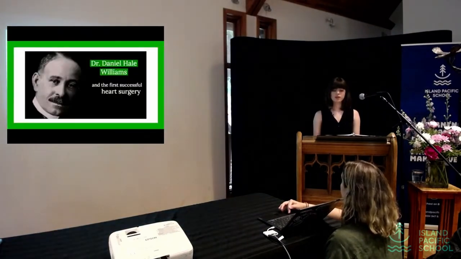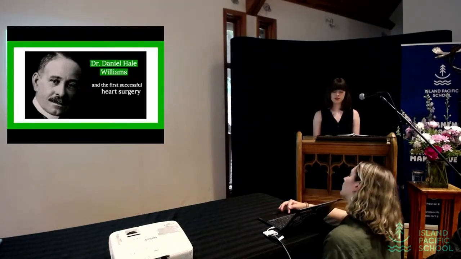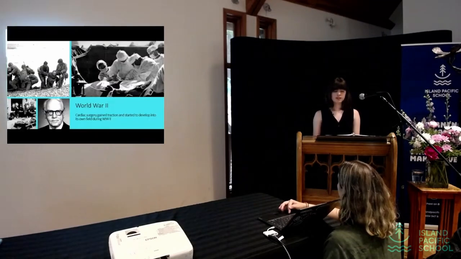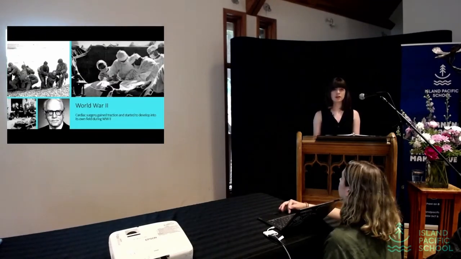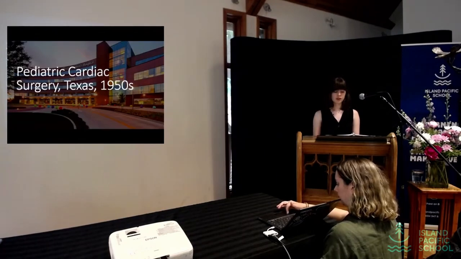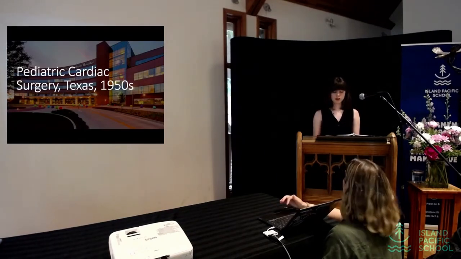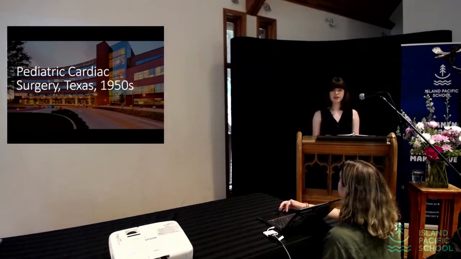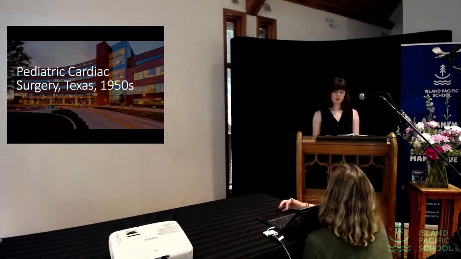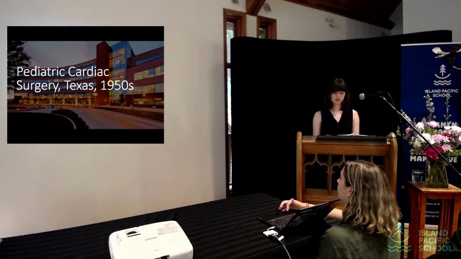The first successful cardiac surgery was performed by Daniel Hale Williams in 1893. He performed a valve repair on a young woman. But it wasn't until World War II that cardiac surgery truly developed into its own distinguished medical field. During World War II, surgeons removed shrapnel and other foreign bodies from soldiers' hearts. Many of the first cardiac surgeries were pediatric. In fact, by the year 1959, 120 congenital heart defects had been operated on with success in Texas.